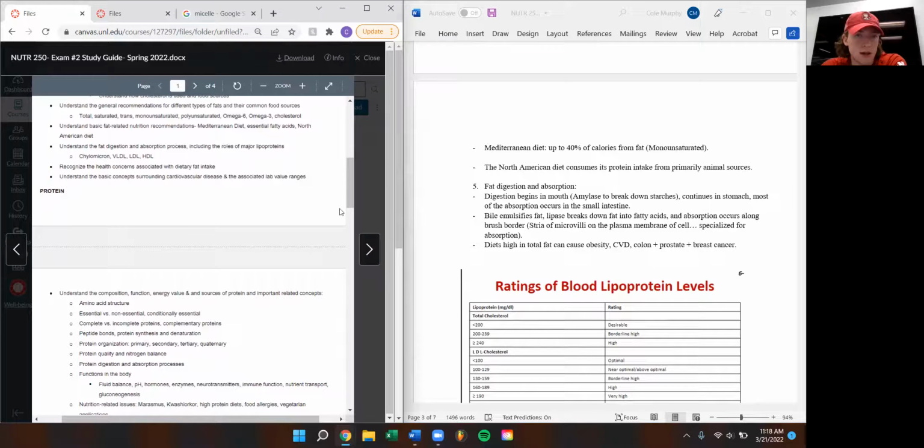And then let's talk about digestion and absorption. So kind of going through the GI tract. I know this was hard on your last exam. It begins in your mouth. So right when you start chewing, you're breaking down starch with amylase. And then it goes to the stomach and then the intestines. So noting that most of the absorption actually occurs in the small intestine. I think that's an important point to remember.